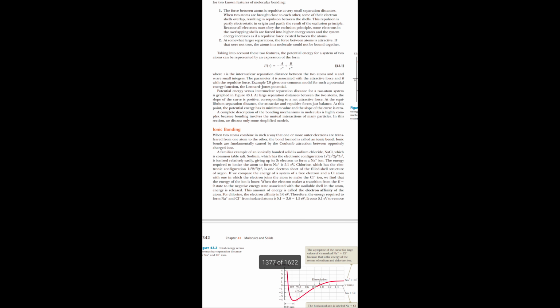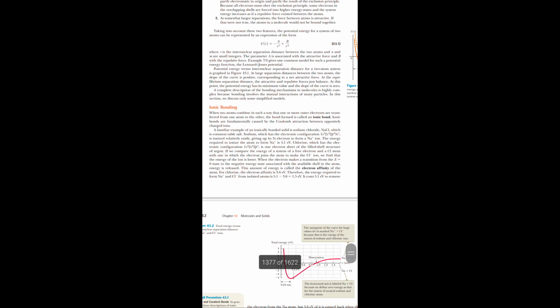Ionic bonding: when two atoms combine in such a way that one or more outer electrons are transferred from one atom to the other, the bond formed is called an ionic bond. You may have learned this in a chemistry class. Ionic bonds are fundamentally caused by Coulomb attraction between oppositely charged ions. Interesting. And we got a similar looking graph over here. You see why it's important to look at the graphs? You're going to see a lot of these come up. It looks like we got some sodium chloride stuff going on here. I'm not too sure. Let's read over here, pitfall prevention.